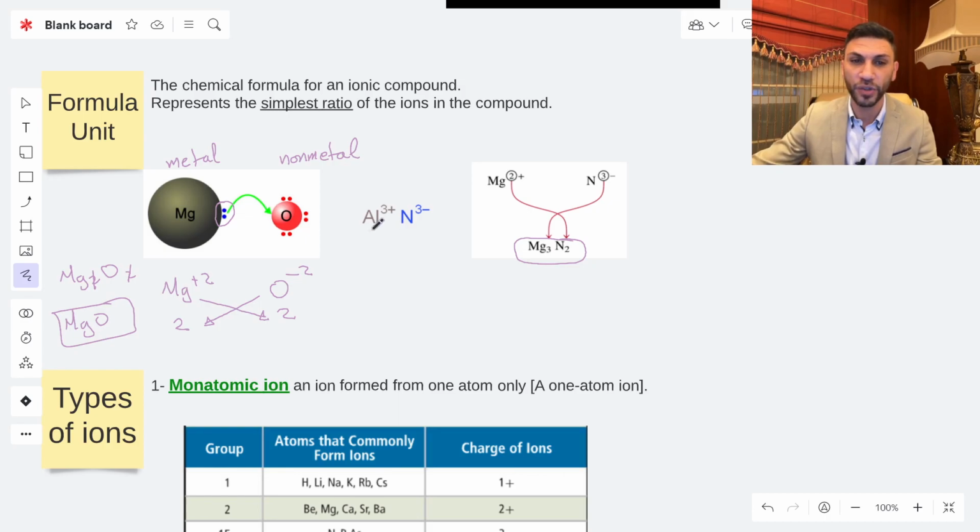The last example here, Al positive 3 and N negative 3, I'm going to write number 3 underneath the aluminum and number 3 underneath the nitrogen. Aluminum will take 3, nitrogen will take 3, but we need to divide by 3. We cannot write it Al3N3. We need to write the simplest ratio between the 2 ions, so it's going to be AlN. All right, so this is the formula unit, which is the simplest ratio of the ions in the ionic compound.